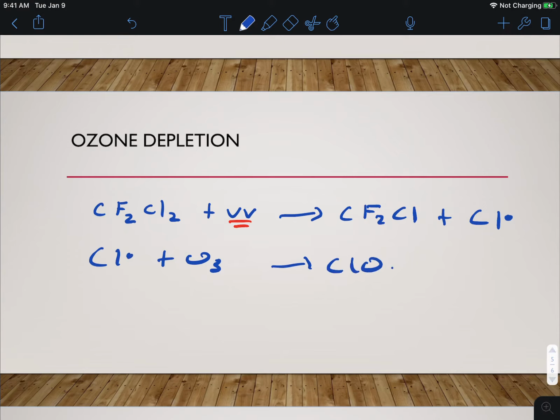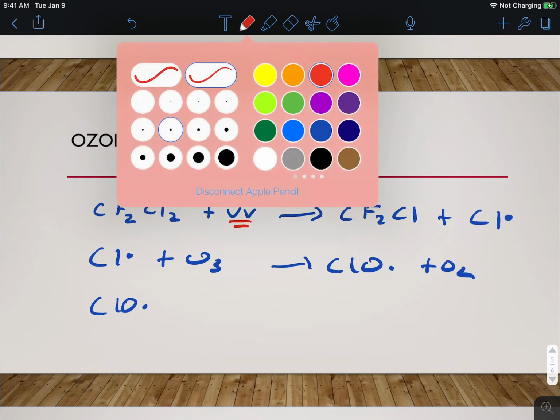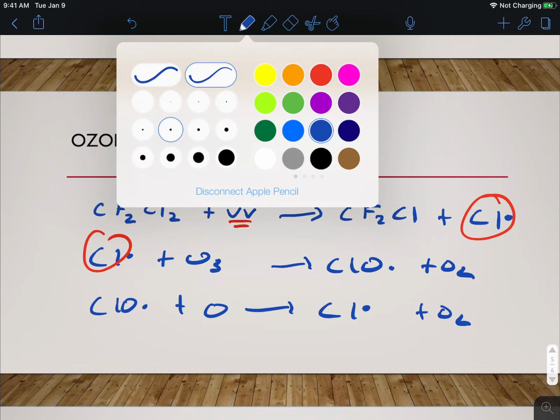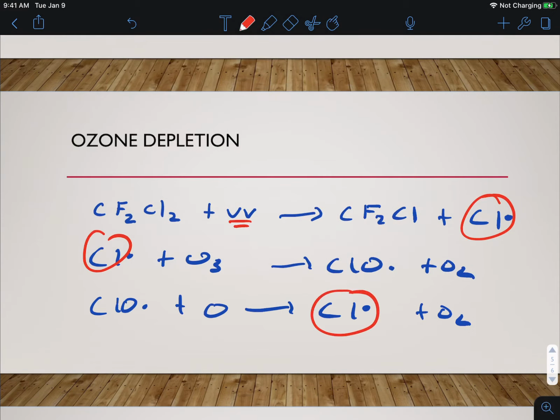And it gives you this. And what I want you to realize is this chlorine here, which is the key, this reactive chlorine, is going to get recycled so that it can destroy other ozone molecules over and over again. See, it's regenerated again. This is what we call a catalyst. Okay? It catalyzes this reaction right here, and it's regenerated down here. Now it can go and do this all again. So this is the chain reaction that happens over and over again.